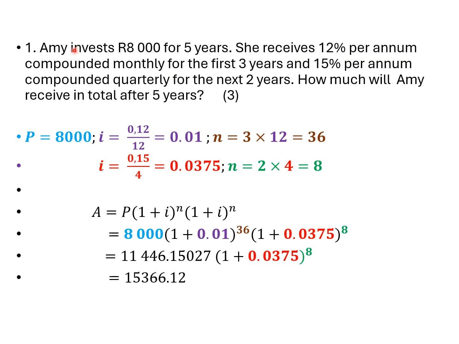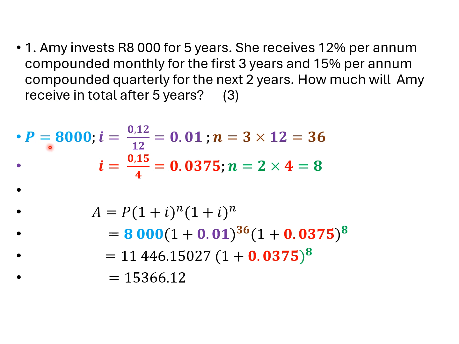Right, so Amy invests 8,000 for 5 years. She receives 12% per annum compounded monthly for the first 3 years and 15% per annum compounded quarterly for the next 2 years. So you see here for the first 3 years, she got 12% interest. For the next 2 years, she got 15% interest. That's what I mean with interest rate changes. How much will Amy receive in total after 5 years?